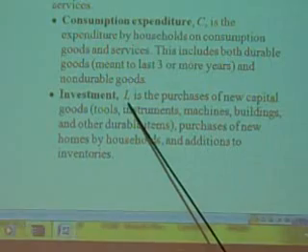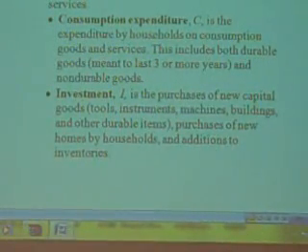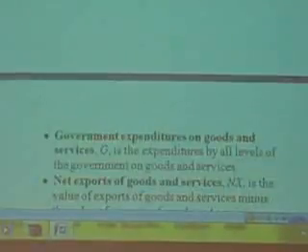The other term, I, refers to investment. It's the purchases of new capital goods, such as tools, instruments, machines, buildings, and other durable items, purchases of new homes by households, and additions to inventories. Those are all part of the investments.